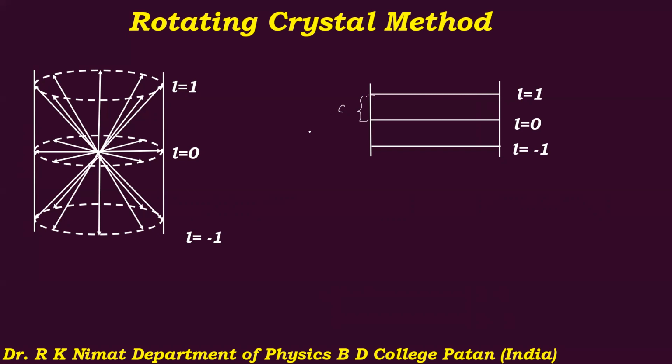Similarly, if you make the a-axis coincide with the axis of rotation of the crystal, then you will get the same pattern and you will get the distance between the layer lines as A. And similarly, you can determine the distance between the layer lines by making the B axis coincide with the axis of rotation. In this way, you will get the values of the constants A, B, and C. So this particular method is used to determine the dimensions of the unit cell.